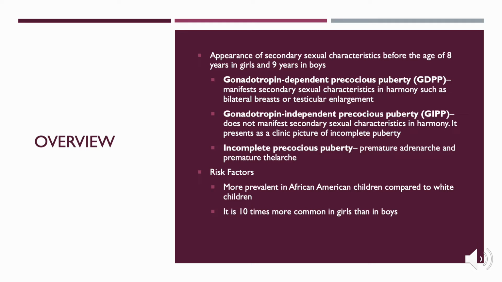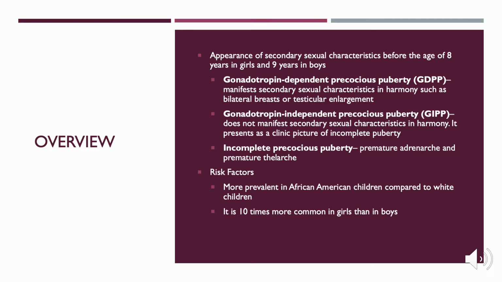Secondly, you have gonadotropin-independent precocious puberty, or GIPP. This is normally caused by tumors or cysts in the hormonal organs or exogenous sources. And this is when you do not manifest these characteristics in harmony, but normally you just have one presenting symptom that's related to puberty. Then finally, you have incomplete precocious puberty.